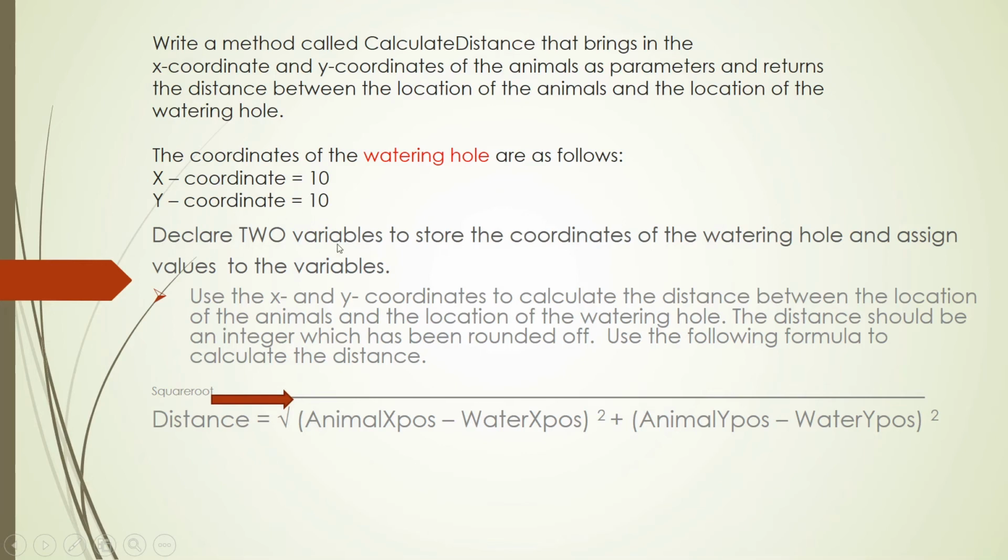Declare two variables to store the coordinates of the watering hole and assign values to the variables. The values are already given to you. Use the X and Y coordinates to calculate the distance between the location of the animals and the location of the watering hole. The distance should be an integer which has been rounded off.